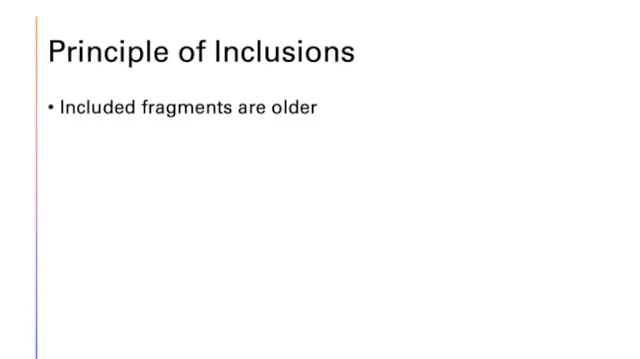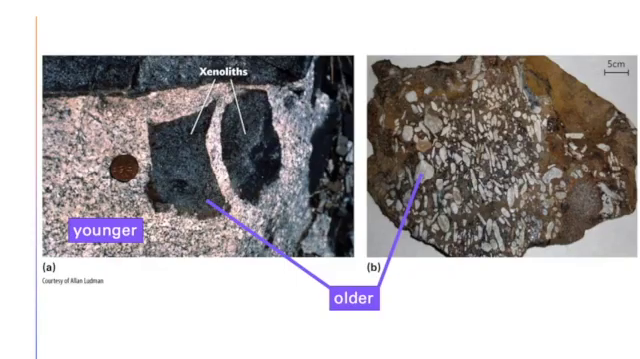Principle of inclusions. Rock particles contained within another rock are always older than the surrounding rock body. The included fragments are older. So a couple examples here. Let's call this younger rock body here granite, which is including the older rock that's quite dark that are called xenoliths. So the granite rose up as magma into the pre-existing darker rock body. Some of those pieces broke off into that magma, and then the magma solidified around them.